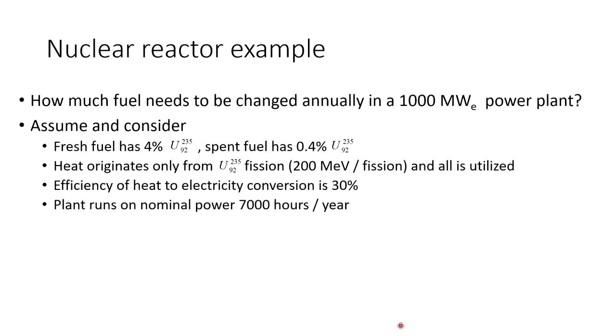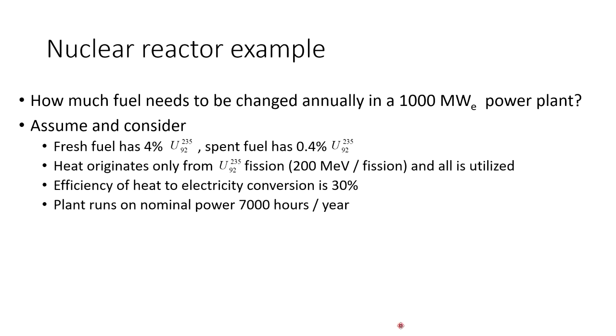The last example for today is nuclear reactor, where we are asking how much fuel needs to be annually changed for 1000 megawatts electric power plant, which is something like single block, single reactor unit of Temelin nuclear power plant. So we will assume that the fresh fuel is enriched to 4 mass% of uranium-235, and the spent fuel has content of this uranium-235 of 0.4%.